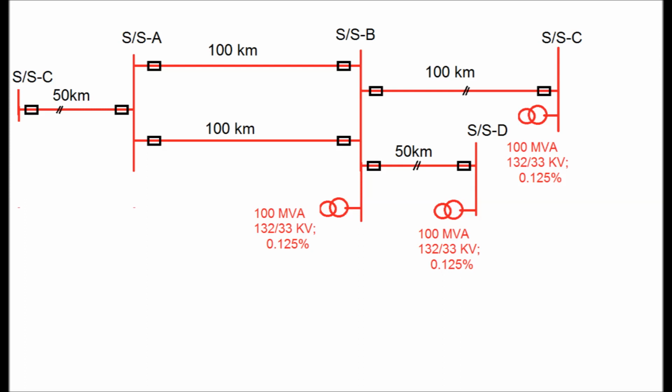And in substation B there exists a 100 MVA transformer capacity of 132 by 33 kV with percentage impedance of 12.5%, and substation D also has a 100 MVA transformer of the same rating with the same percentage impedance, and also in substation C. Now I want to calculate the different zone settings in a distance relay of MICOM P442 at substation A for transmission line AB.